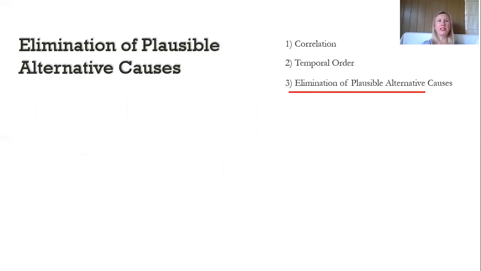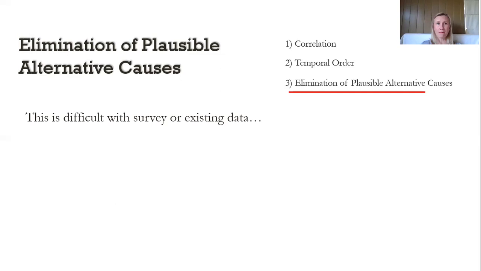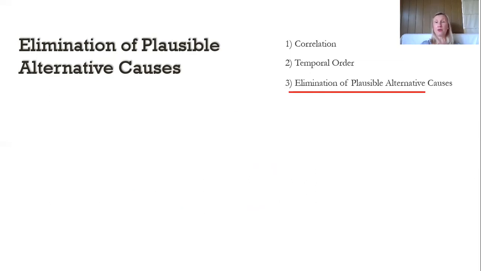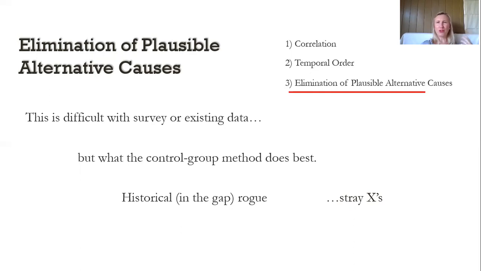Now, what about this third element of eliminating plausible alternative causes? This is where we as researchers need to be sure we're on top of the literature, if other people have explored this before, or if other people have thought of things that could account for variations in our data. That's really tough to do with survey or existing data. If I just see numbers on a screen, it's hard for me to take into account everything I'm supposed to. But this is what control group methodology does best. Like we say, it controls for other elements. And we'll talk about what that historical rogue and what this term, a threat, would be next week when we discuss validity.